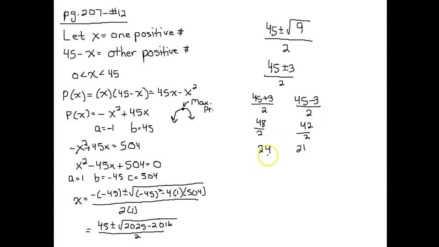Now 24 plus 21 is 45, and 21 plus 24 is 45. So those are your two numbers that add up to 45. And if you multiply 24 and 21 together, you should get 504.